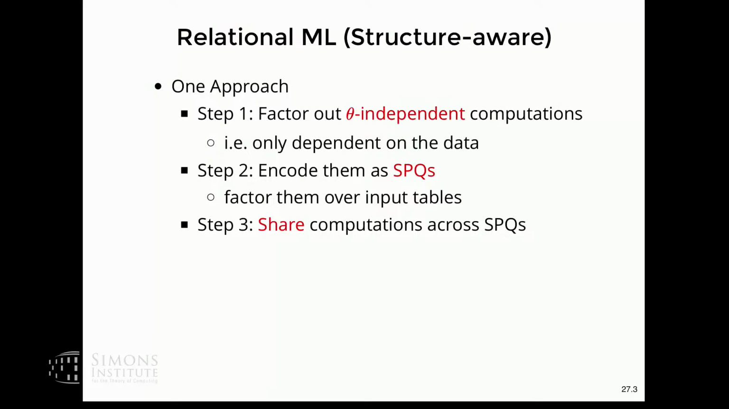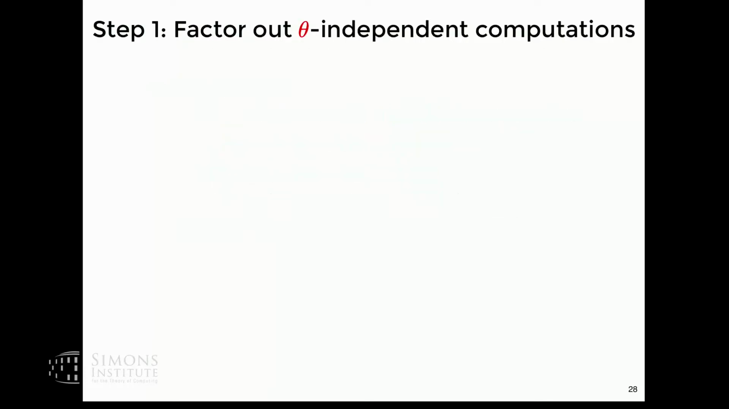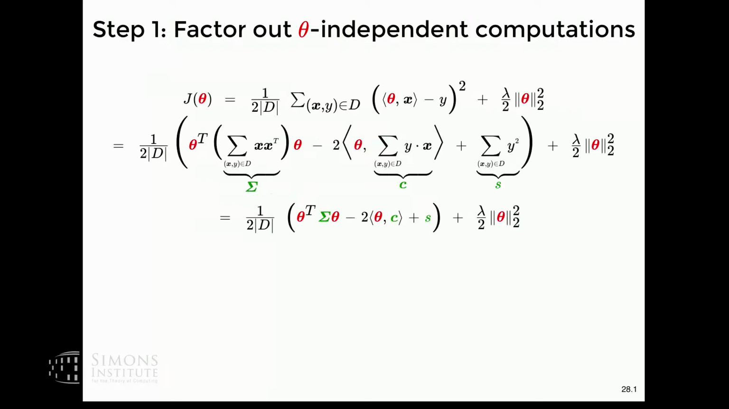So what exactly do we mean by factoring out the theta independent computations? This is basically our objective function in terms of theta. Our target is to pull theta out as much as possible, or said otherwise, we want to push this summation over our training data inside as much as possible. If we expand this square and push the summation inside, you will basically get these three summations.